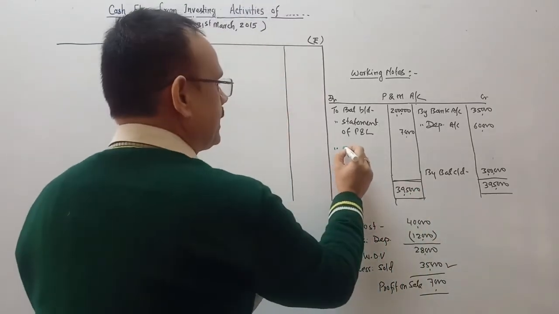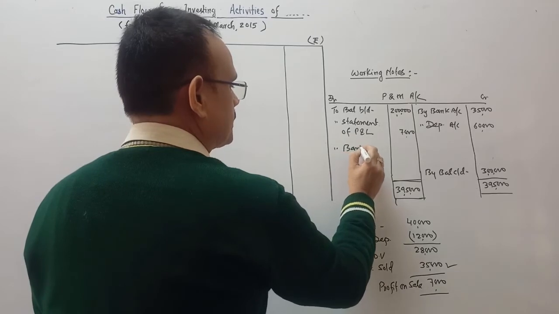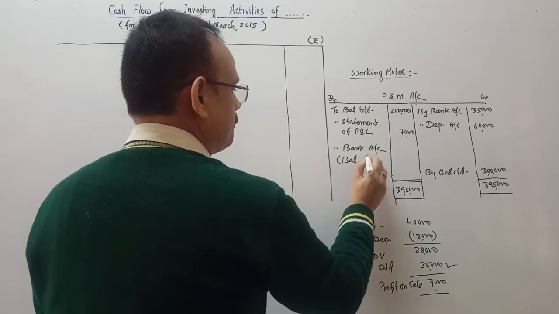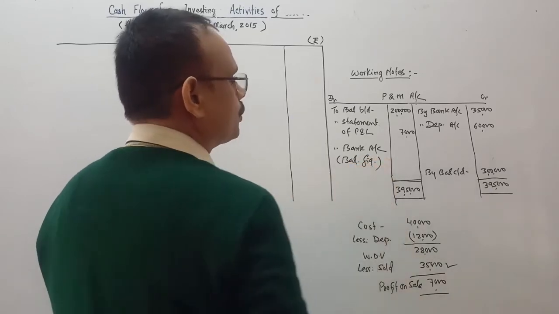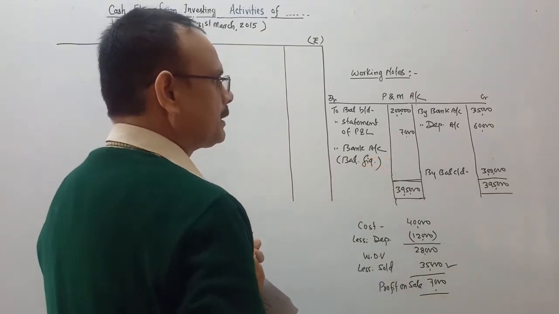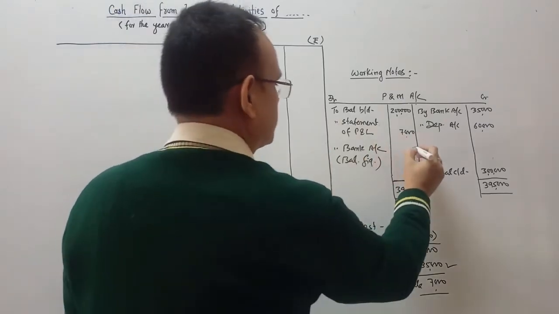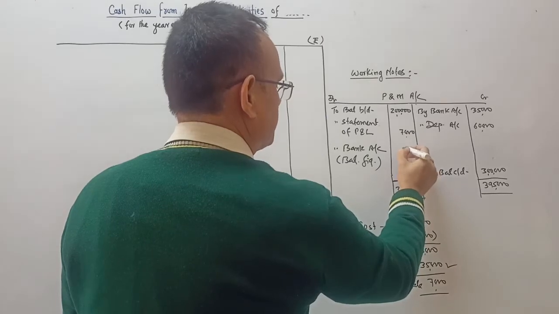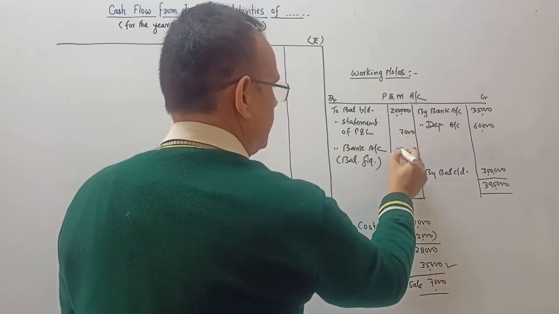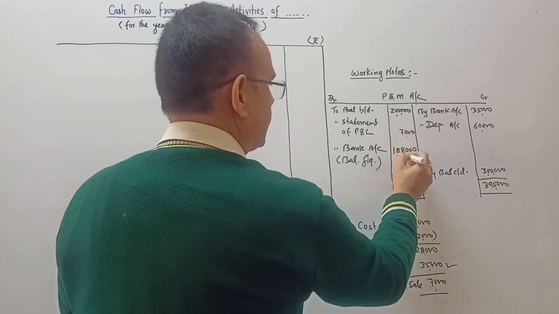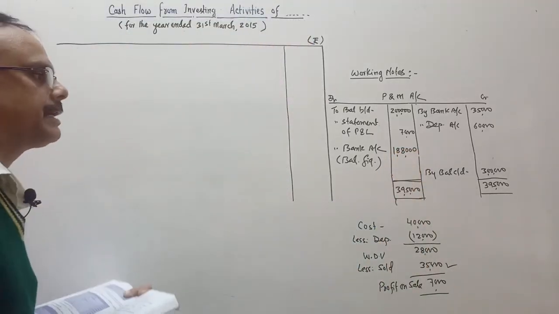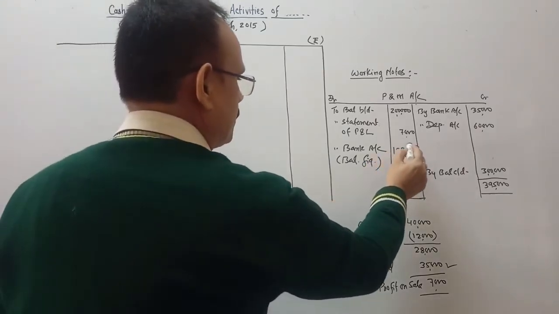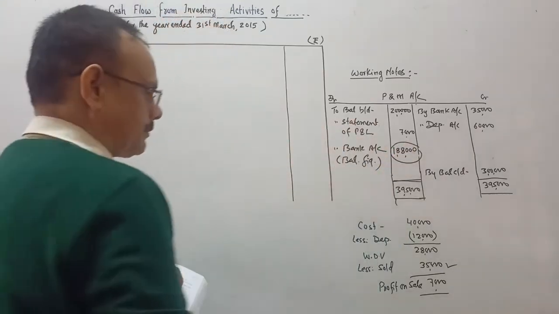The difference amount indicates the purchase of plant and machinery to bank account. This is the balancing figure. Through the balancing figure we are going to find out the purchase of plant and machinery. So the purchase of plant and machinery is the difference amount, 1,88,000.